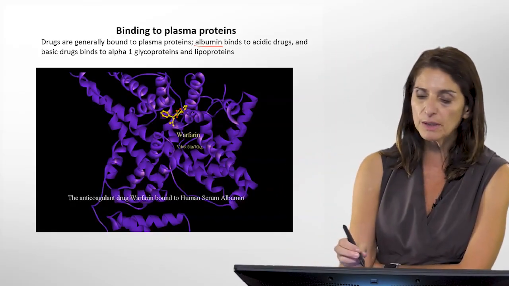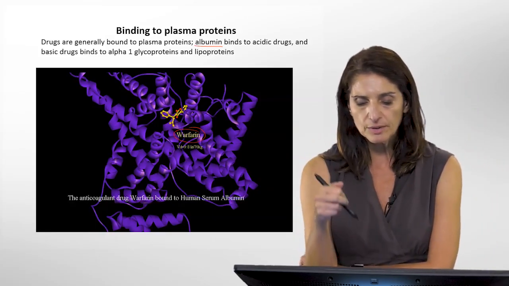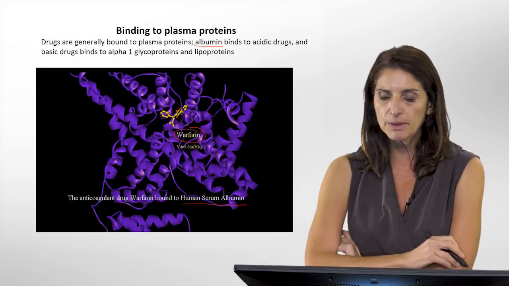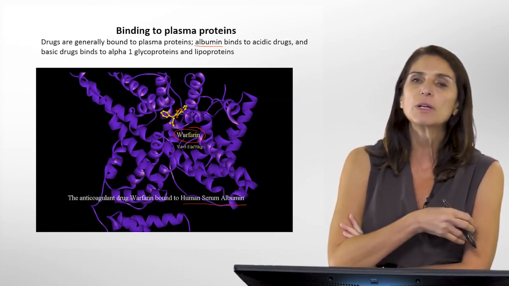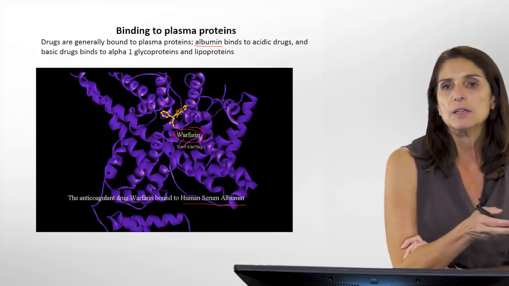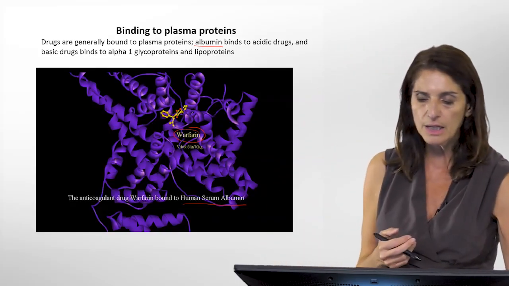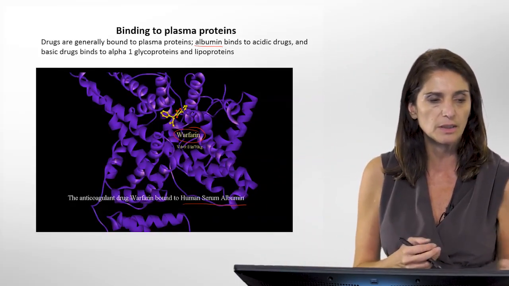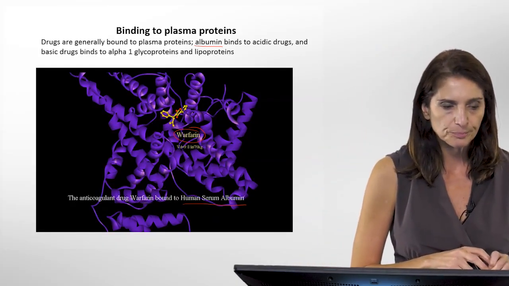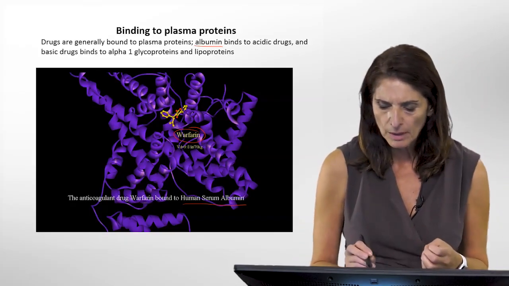For example, warfarin, which is an anticoagulant drug, binds with very high affinity to human serum albumin. And when it does that, it influences the equilibrium between the bloodstream and the tissues. And so we have a reservoir of warfarin stored in these plasma proteins. And that will also change the volume of distribution.